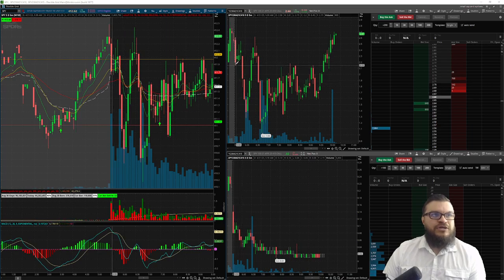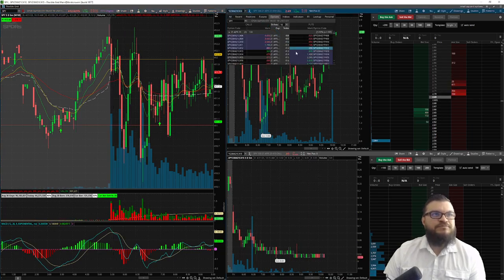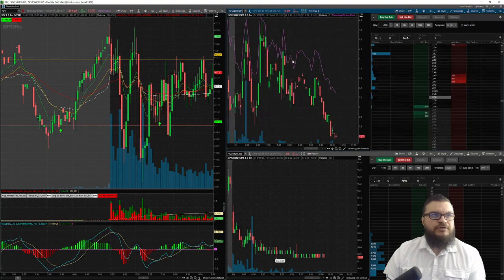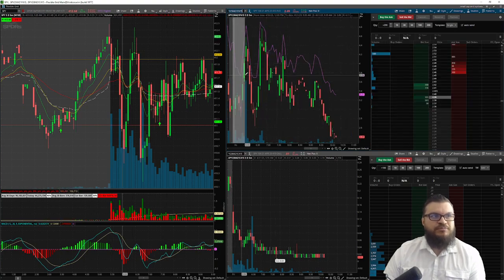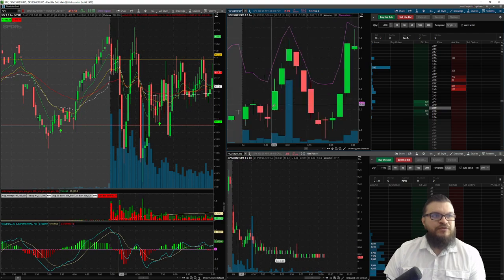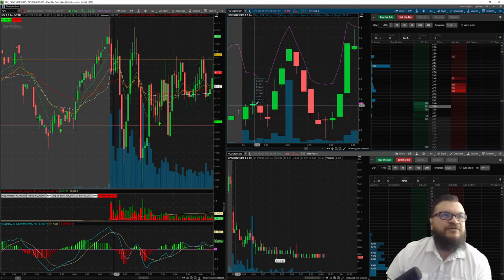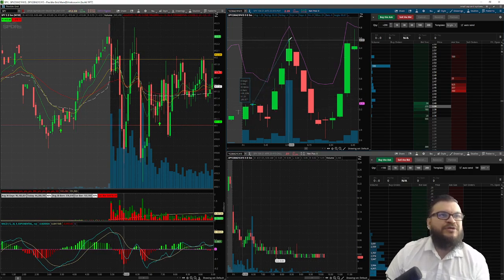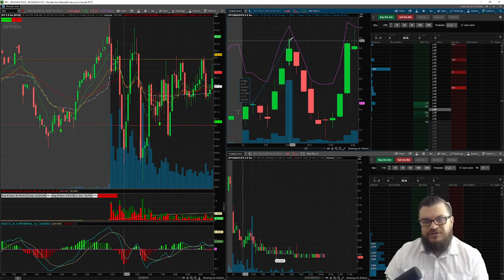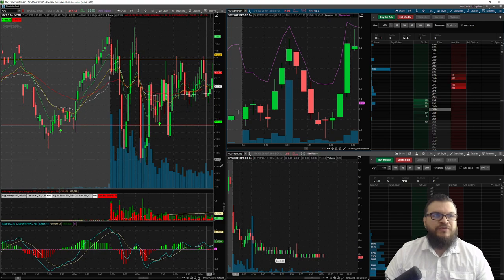Now, if we look here, let's change this from calls to puts. If we're looking at the 415 put, just during that move alone, this goes from about 3.20, 3.25 or so, up to where it peaks out at about 38%. Of course, I don't get the full move, just another 25% or so.